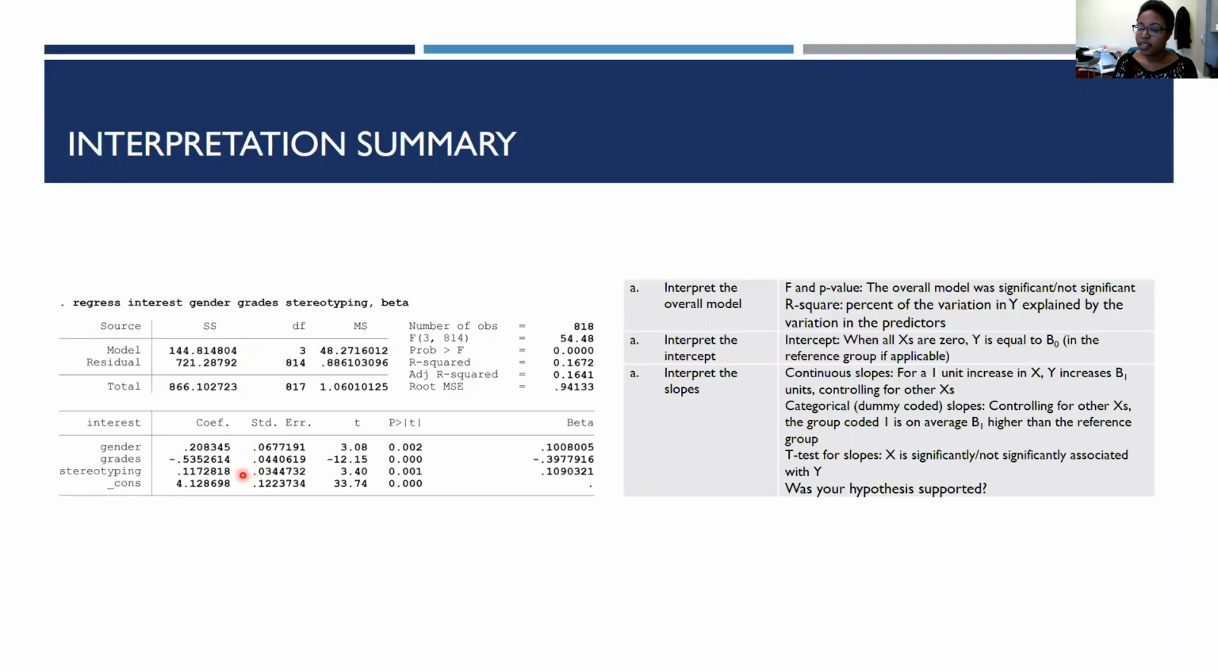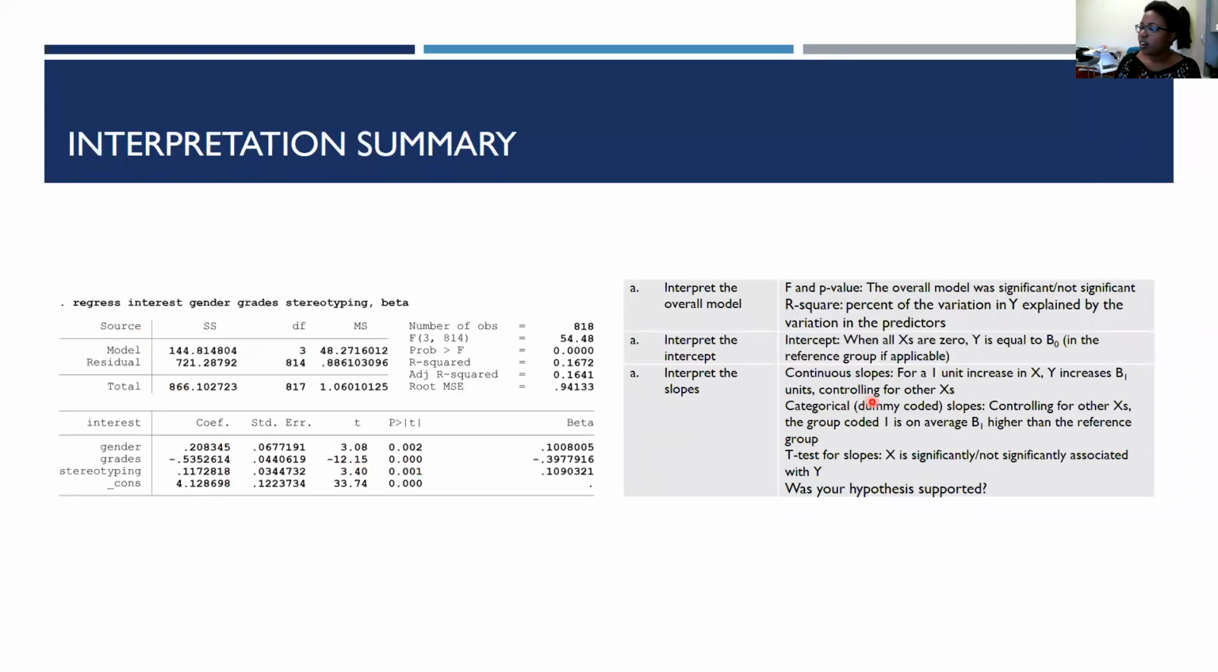And for stereotyping, it'd be a similar thing. For a 1 unit increase in stereotyping, we have a 0.12 increase in interest. So when students feel like they're being stereotyped, they're actually more interested in school. Maybe they have this feeling like, I need to prove them wrong, so I'm going to become more interested in school and work harder. So that's kind of an interesting finding.